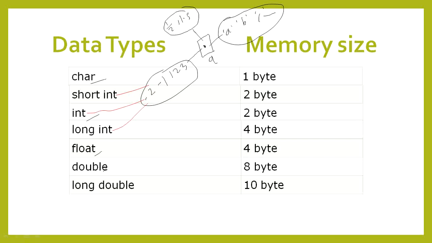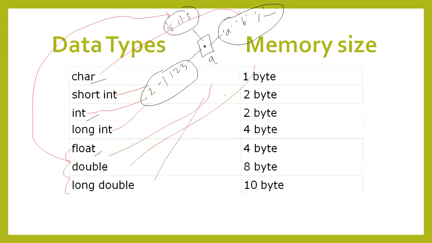If you are talking about characters, these are the characters: A, B, C, any special characters. If you are talking about float, double, or long double, these are the values which can be stored: fractional value or decimal value. So whenever you have to store a decimal or fractional value in a particular variable, you have to declare that variable as float, double, or long double.